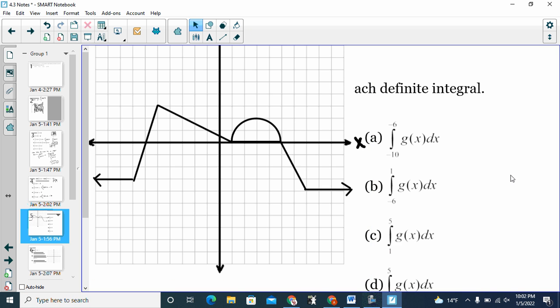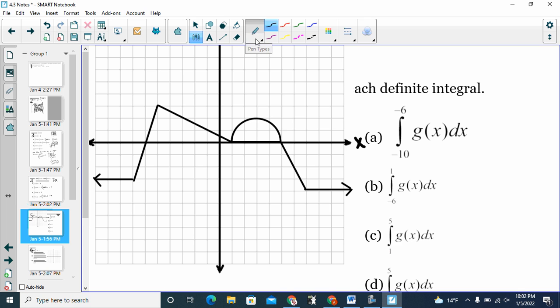All right, so part A asks us to evaluate the integral from -10 to -6 of g of x dx. So -10 is right here, -6 is right here. So I'm looking for this area right here. Notice I've got all straight lines. A problem like this would say that this is a semicircle right here. So right now, the only way we know how to do this is because we have straight lines and circles or semicircles. We can just use geometry to find that area.